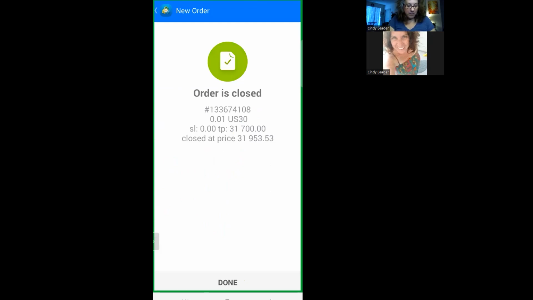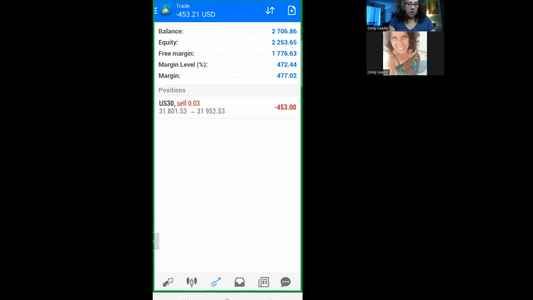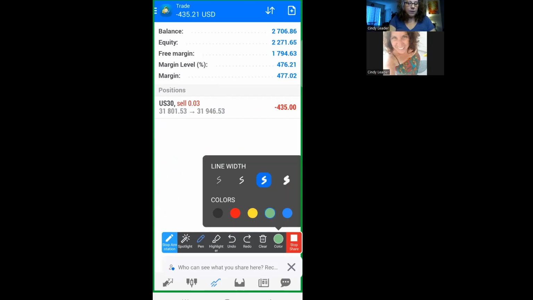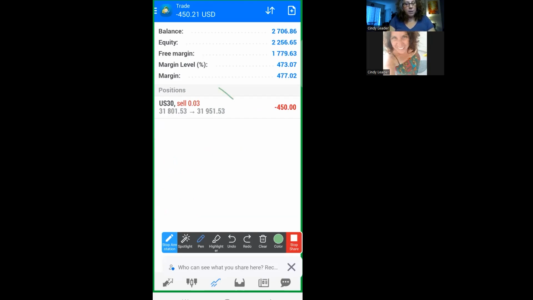So now I almost don't like how it's super thick. See if I like the thickness. Now it's a 0.03. That's better. Now the margin level is 474. I like that. So what did I close and eat? I ate a little bit of money, probably like $360.